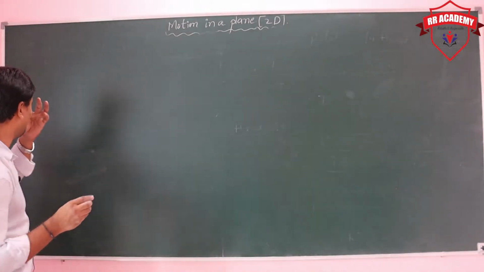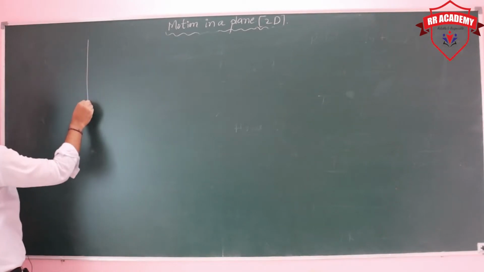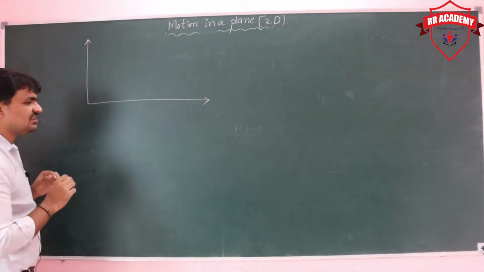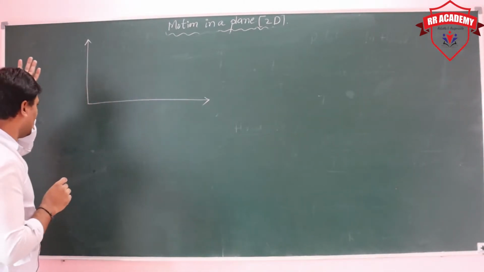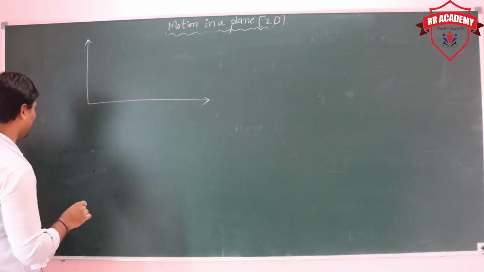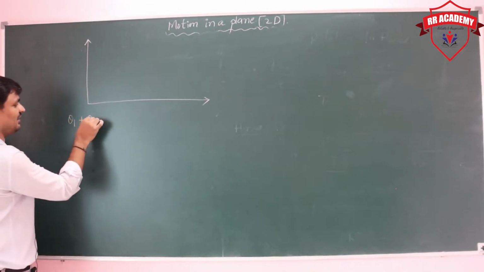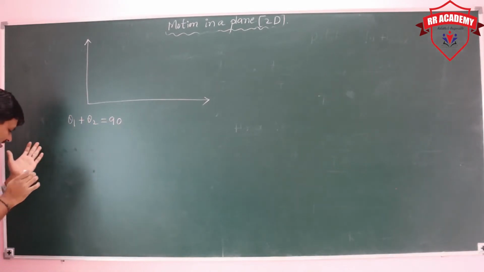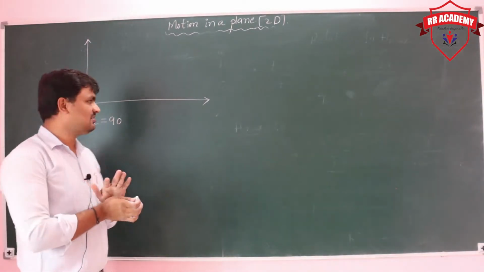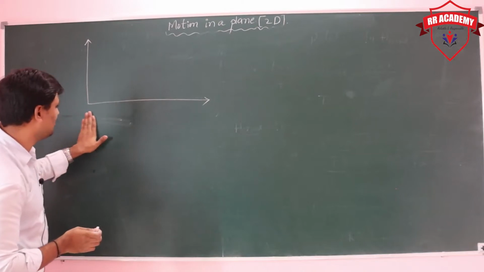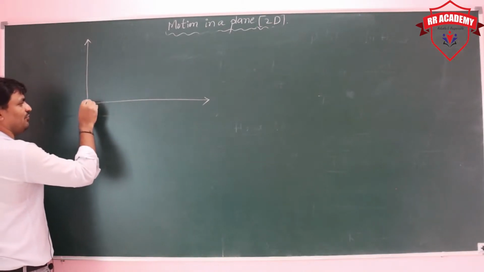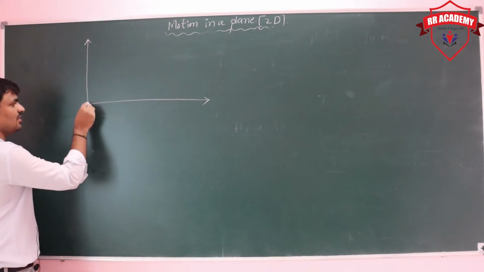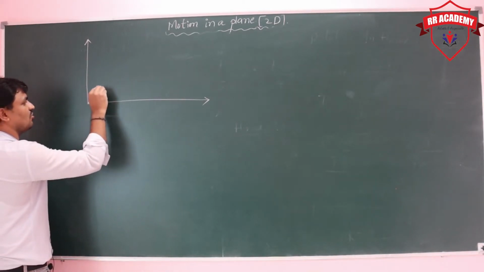Now let's see, we are projecting two bodies with complementary angles. What are complementary angles? Complementary angles means the sum of the two angles is 90. For example, 30 and 60 are complementary angles, 45 and 45 are complementary angles, 15 and 75 are complementary angles.